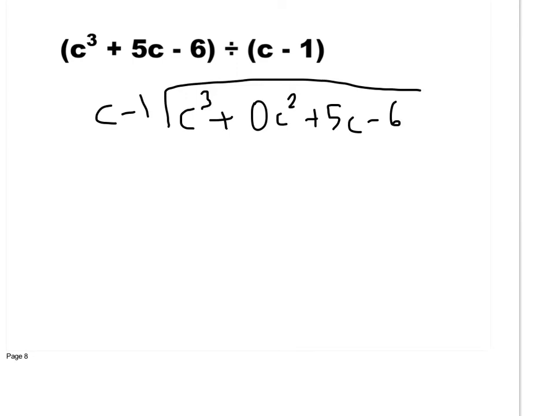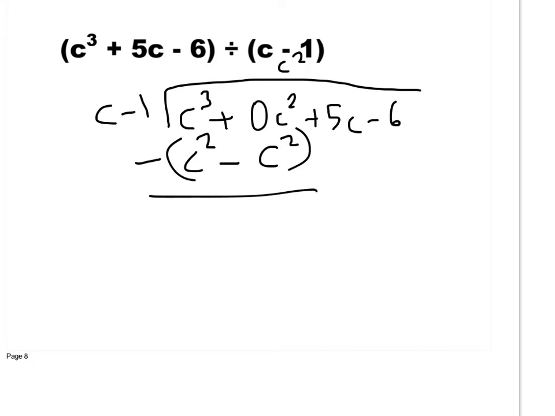So then we go through. What can I times c minus 1 by to get c cubed? Because remember, I'm trying to get rid of each term. I'm trying to get rid of c cubed first. C squared. C times c is c squared. C squared times negative 1 is negative c squared. So I'm going to subtract that.